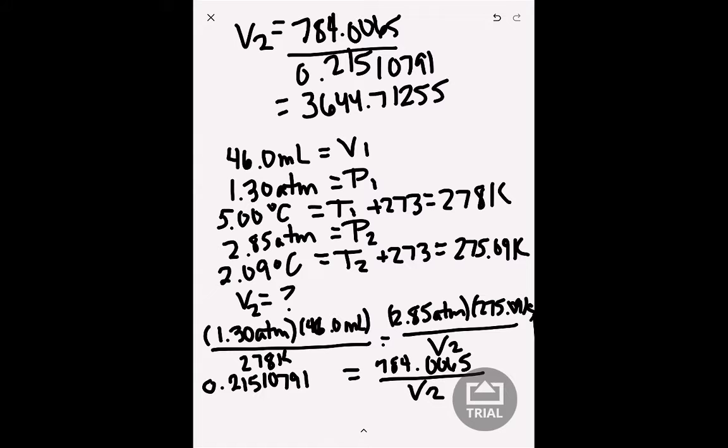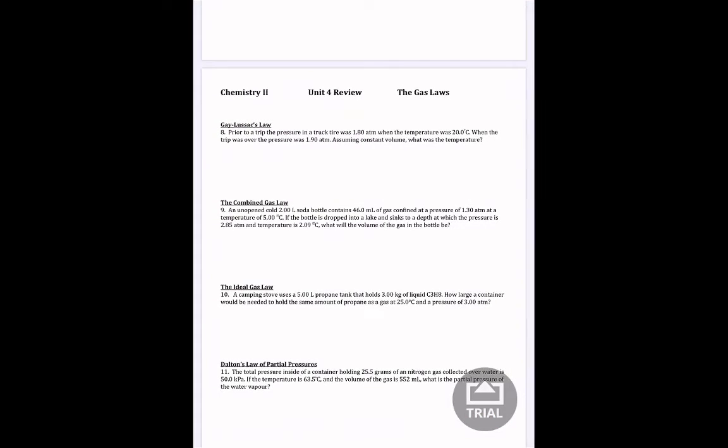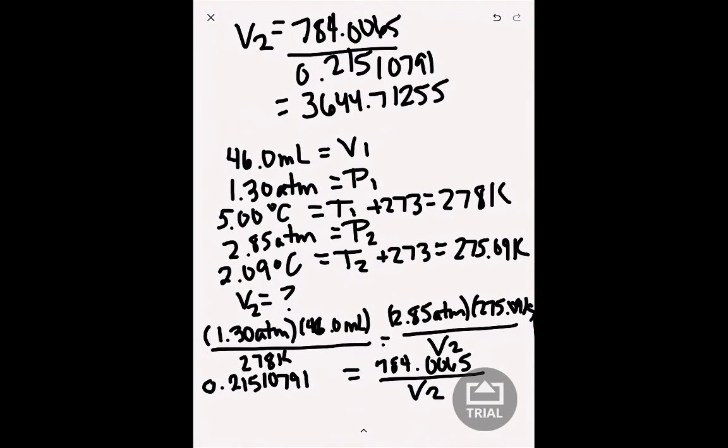Now, before we go any further, let's go back and look here. Notice that our volume has gone up from 46 milliliters to over 3,600 milliliters, which is over 3 liters. So let's make sure that that sounds like it would be correct, just based upon what we're seeing here. We are seeing that the temperature is going down and the pressure is going up. So I really don't think the volume should be going up, because when temperature goes down, volume should go down. When pressure goes up, the volume should go down. So I've not done something correctly here. Let's go back and look again.